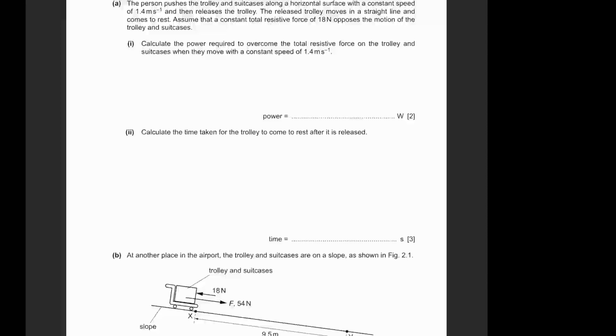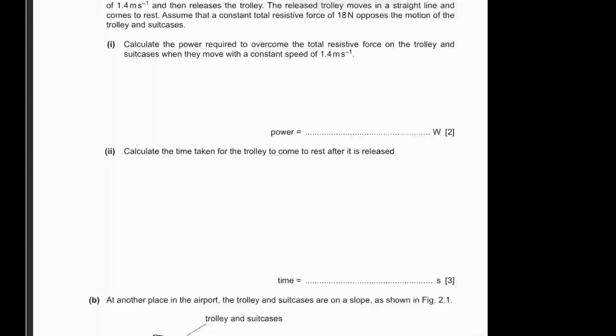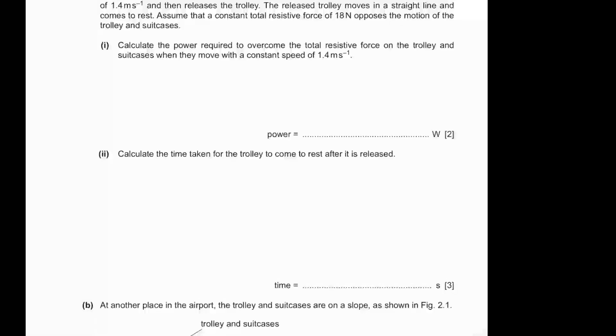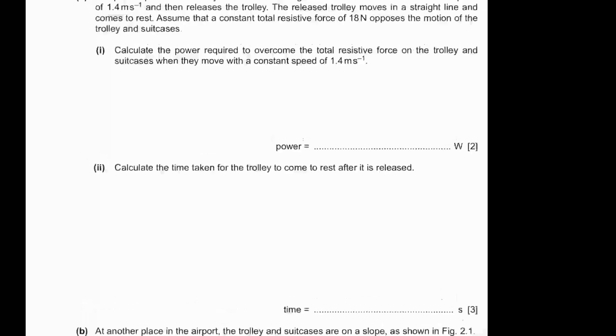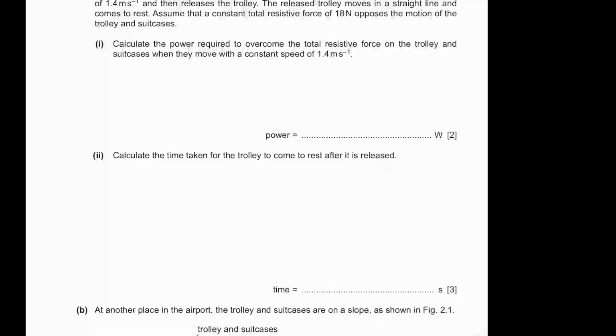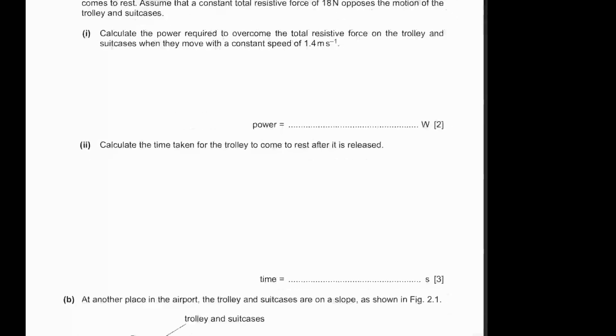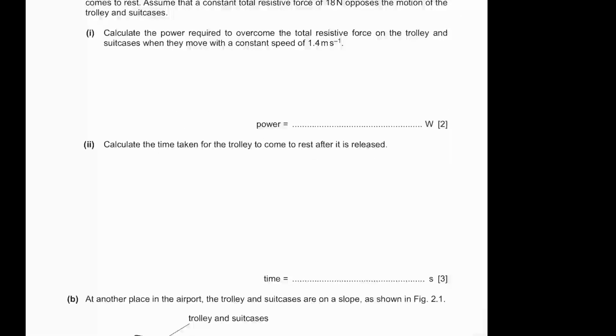A person uses a trolley to move a suitcase at an airport. The total mass of the trolley and the suitcase is 72 kilograms. The person pushes the trolley and the suitcase along a horizontal surface with a constant speed of 1.4 meters per second, and then releases the trolley.